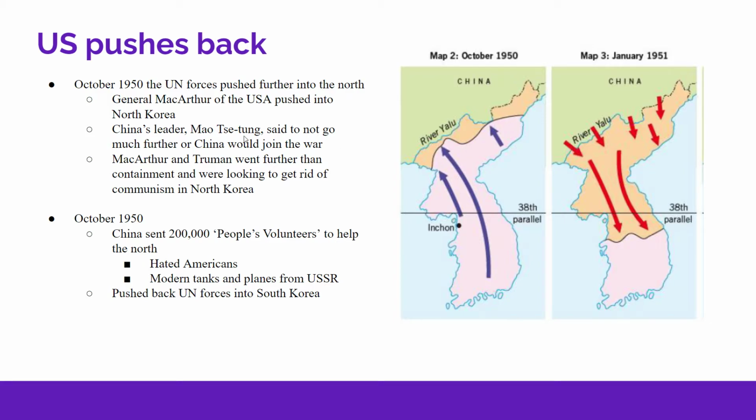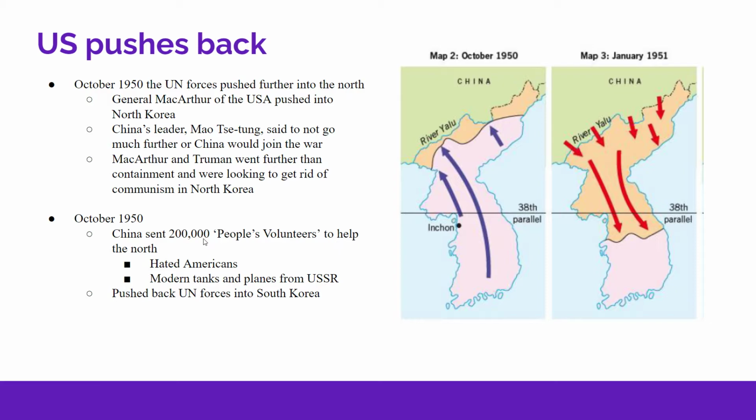Now, China's leader, Mao Zedong, said, do not go that far. If they do go that far, then China will join in with the North Koreans, because China is also communist and is still communist today, although their communist is very different than what North Korea practices. So MacArthur and Truman, they go a little too far, they push over, and so what happens is China sends a whole bunch of people called the People's Volunteers to help North Korea.